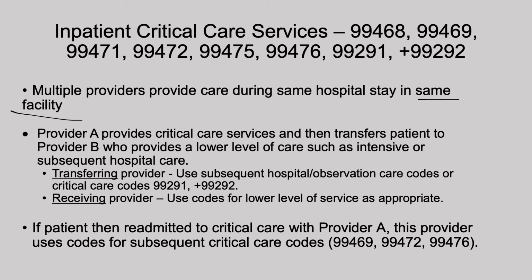So you have provider A, who provides critical care services, then transfers the patient to provider B, who provides a lower level of service, intensive or subsequent hospital care. The transferring provider, that first provider A, uses subsequent hospital observation care codes or critical care codes, depending on what they were doing. The receiving provider uses the code for the lower level service, whatever service they were providing.